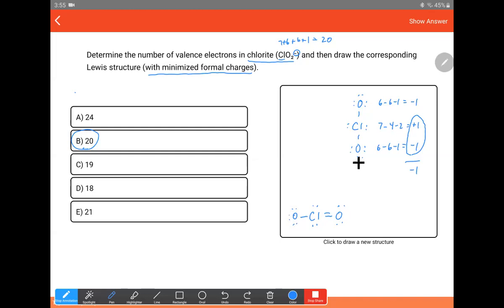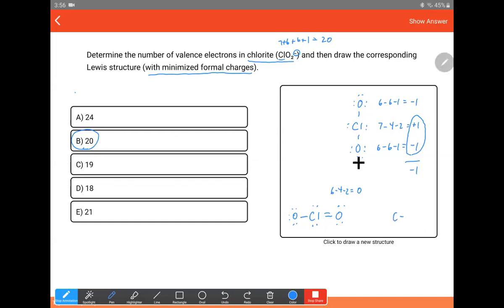So now let's count them, right? We still need 20, 2, 4, 6, 8, 10, 12, 14, 16, 18, 20. So we're still at 20. Now let's do formal charges. Here we have 6 minus 4 minus 2, 0. So we'll see, and you'll see these trends that oxygen actually likes having a double bond. It gives it a 0 formal charge, or 2 bonds.